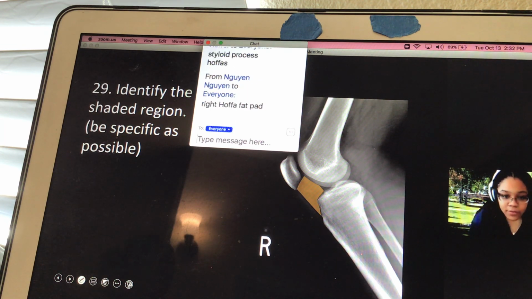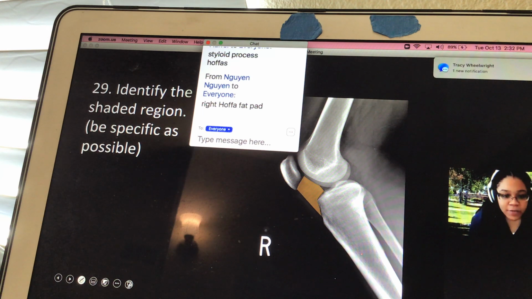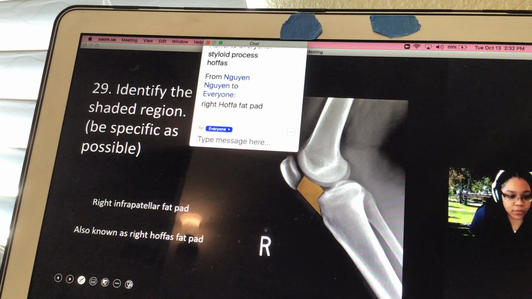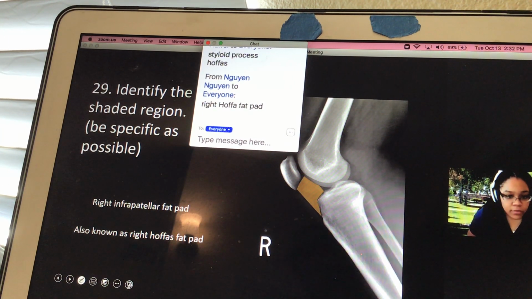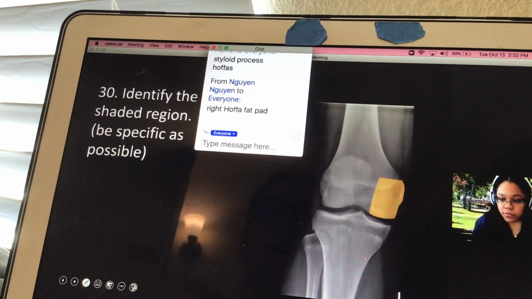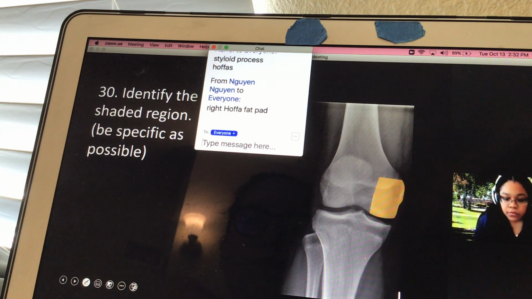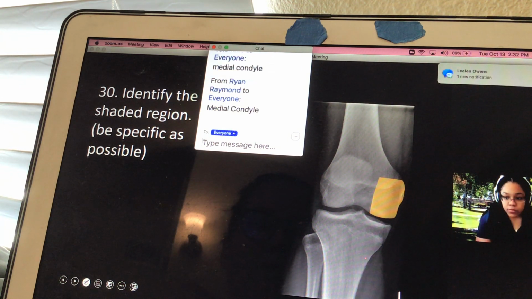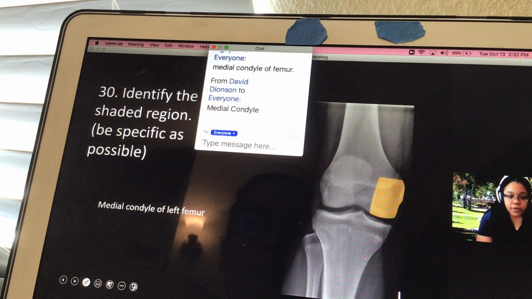Okay, what's this one? Yeah, it's our Hoffa's fat pad, or we can say it's below the patella, so infrapatellar fat pad. So infrapatellar fat pad or Hoffa's fat pad, good. Good, our medial femoral condyle.